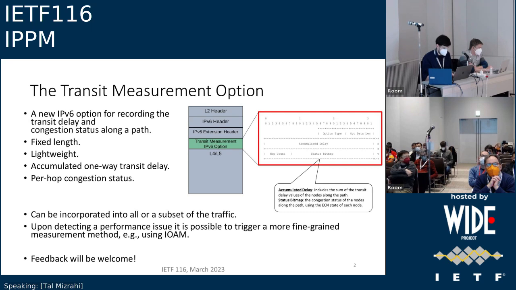So we believe that it's a complementary capability to hop-by-hop measurement techniques like IOAM. For example, IOAM has a relatively long overhead, but if you use the transit measurement option more frequently, it has a very low overhead. It can be used for detecting a performance issue or congestion. And then once you detect that congestion issue, you can trigger something like IOAM, which gives you a much more fine-grained measurement, allows you to pinpoint exactly where the problem is and get more information about that. So this is a new option and a relatively new draft, and we would welcome any comments, any feedback about this.